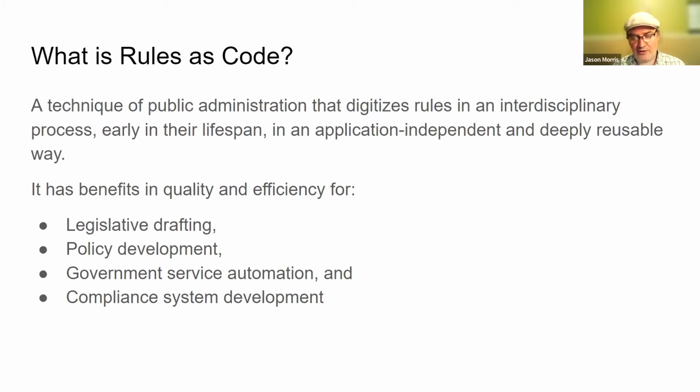A little brief background for those of you who aren't familiar with rules as code. Rules as code is a method of public administration that involves digitizing rules as quickly as you possibly can in the life cycle of rules. That means basically as soon as you start thinking about a policy that you would like to implement, that's the time to start encoding the rules for that policy. And that encoding becomes a part of the drafting process. It becomes a part of the policy development process. It becomes a part of how you build software. And then you can publish that encoding and it becomes a part of how other people write compliance software. And so it's supposed to enhance all of those capabilities in the life cycle of a policy idea to implementation.